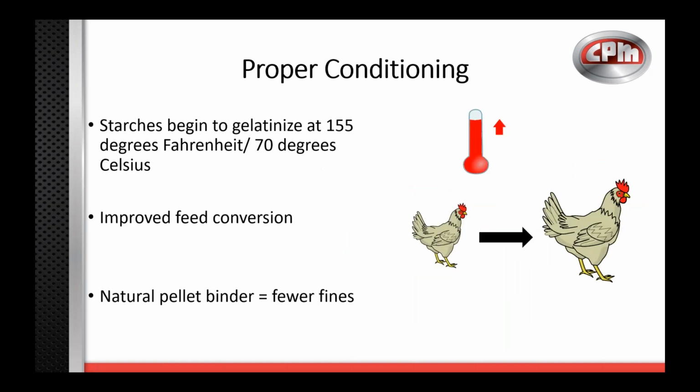Now I mentioned starch gelatinization. We want that because we see better feed conversion. It's less energy that the animal has to use itself to break down and digest that feed. So starches generally begin to gelatinize around 150 degrees Fahrenheit or 70 degrees Celsius. That doesn't mean that is the limit. The hotter or the warmer the material is, the more the starches are going to break down even further.